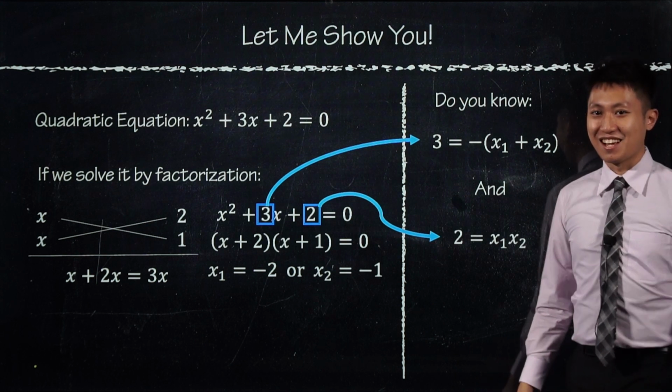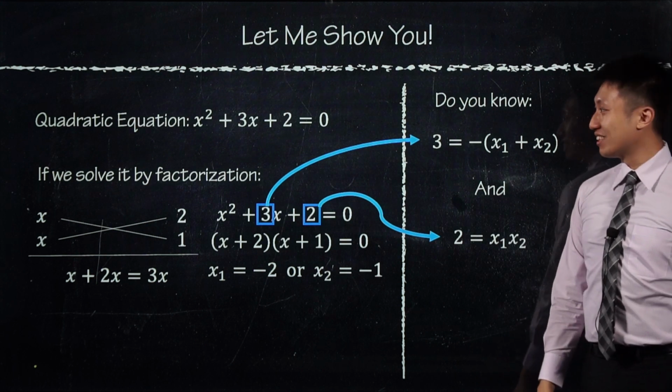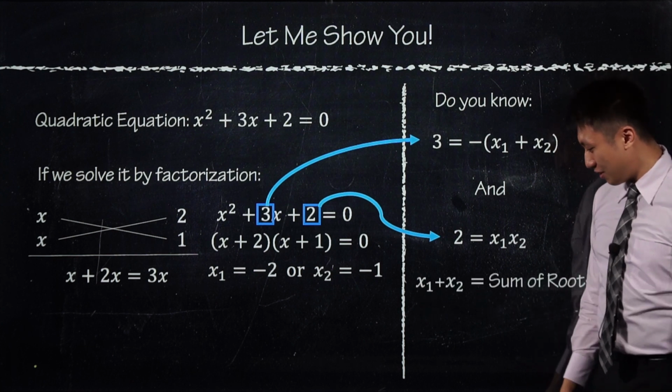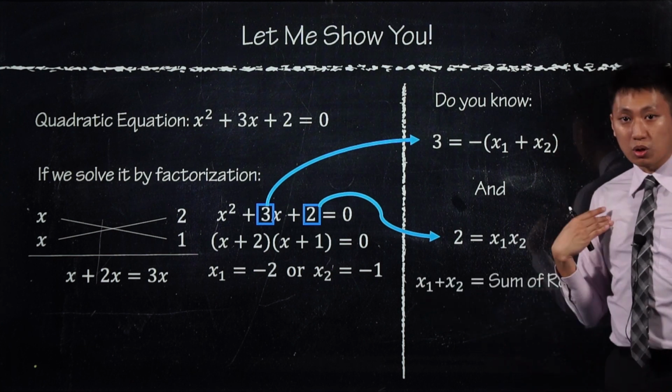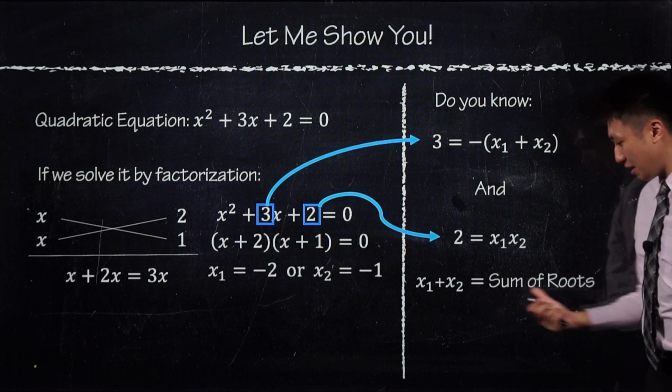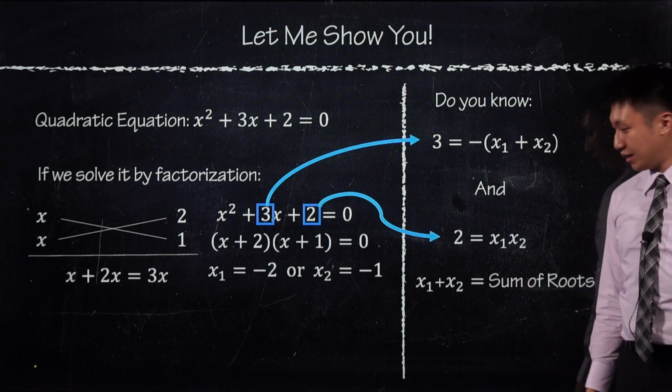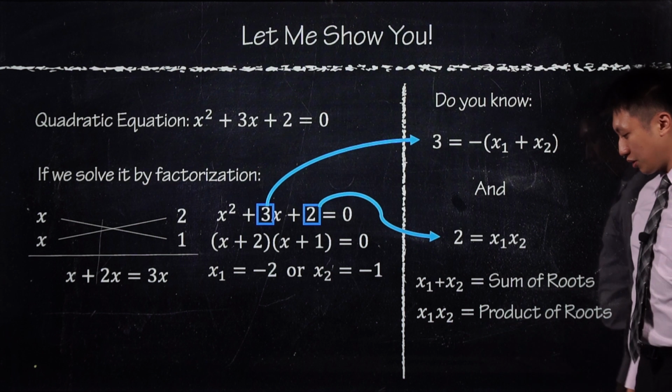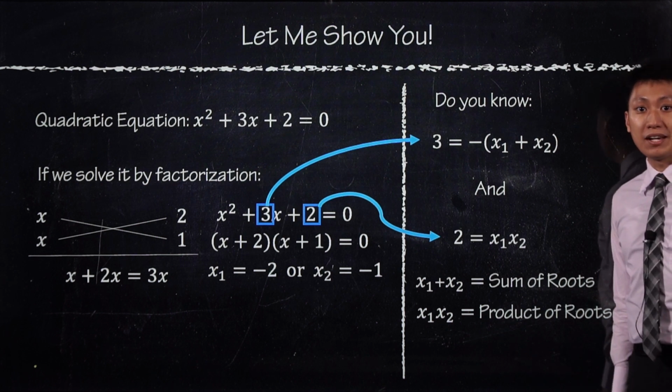I guess. So I'll just give you a summary here. x1 plus x2, we will call this the sum of roots, or SOR. Then x1 times x2, we will call this the product of roots, or POR.